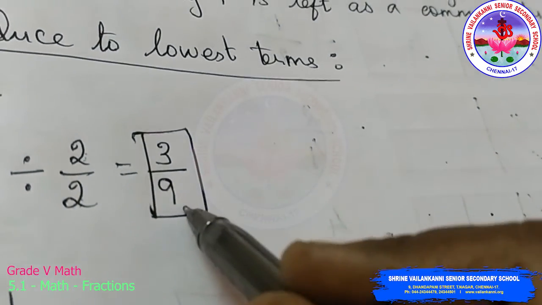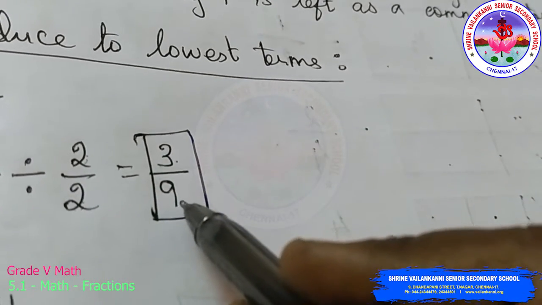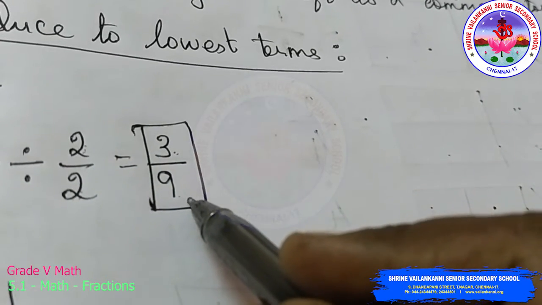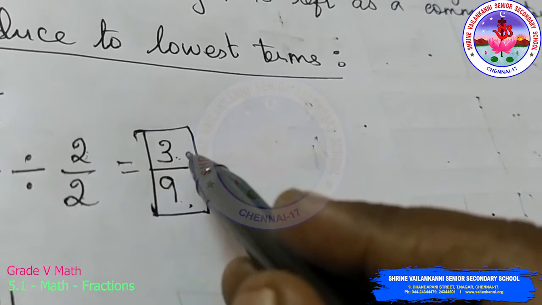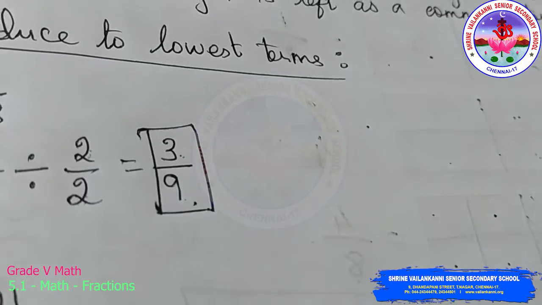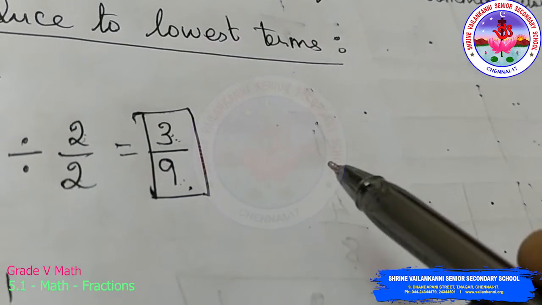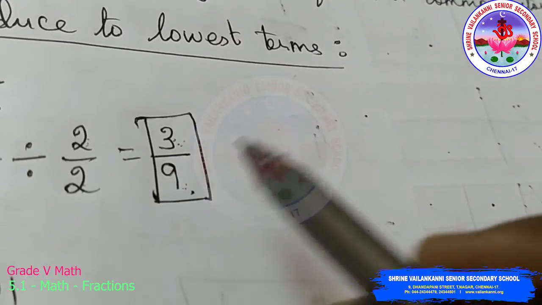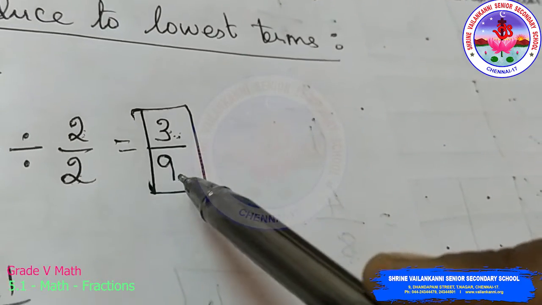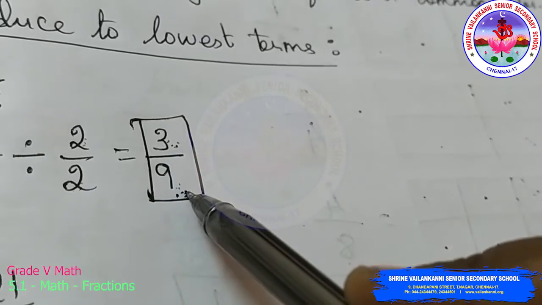Okay, so now you can check whether this numerator and denominator have a common factor. The numerator is 3 and the denominator is 9. You have to check with any table whether this numerator and denominator will come. If you take the 2 table, 3 will not come, 9 will not come. If you take the 3 table, you will get 3 as well as 9. So 3 is a common factor for this numerator and denominator.